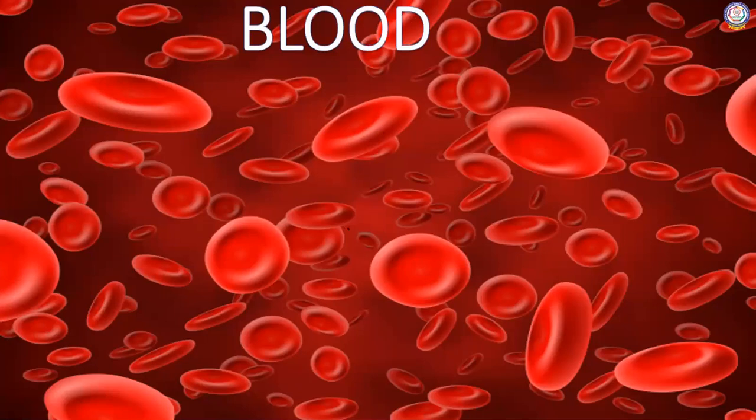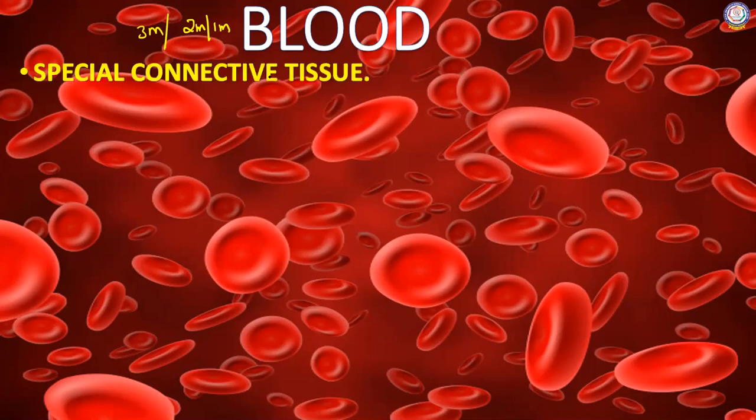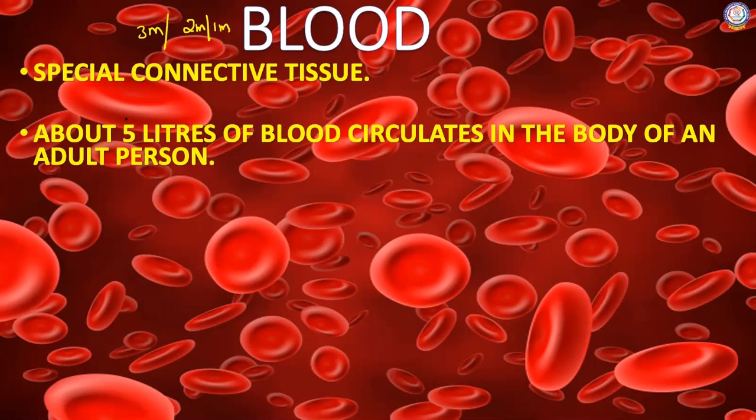In this slide we are going to see the characteristics of blood. This is important; 2-mark or 3-mark questions, and sometimes even 1-mark questions are expected. So characteristics are very important. In any category you will get the question. So listen, it's a special connective tissue. About 5 liters of blood circulates in the body of an adult person.